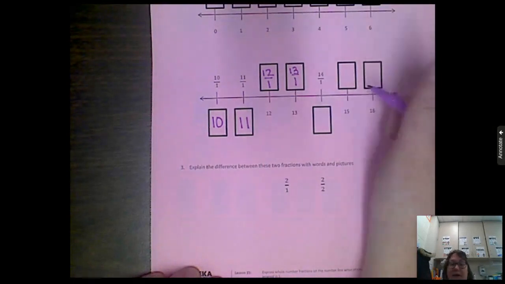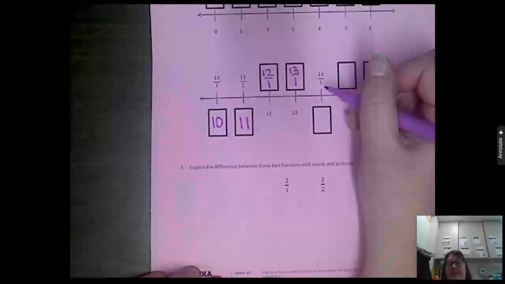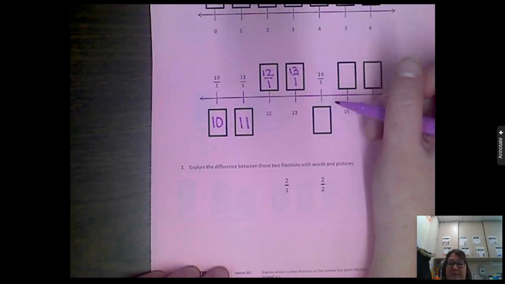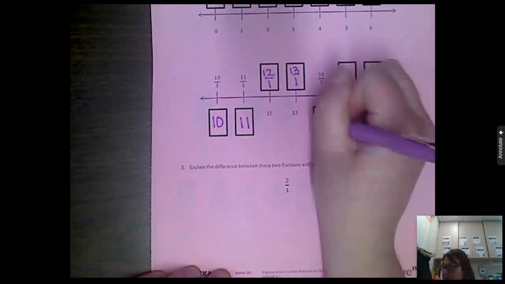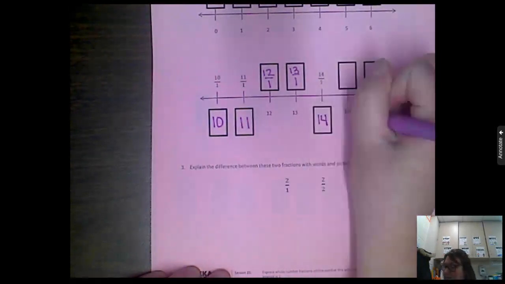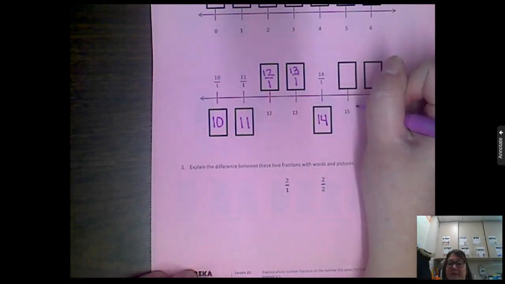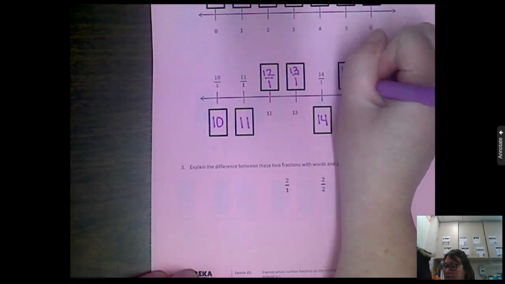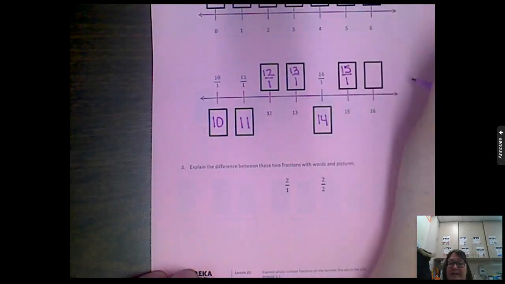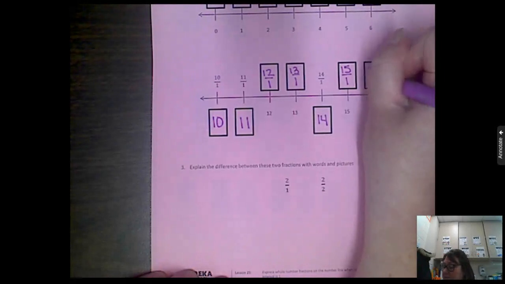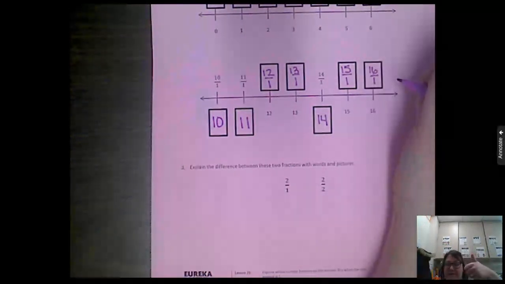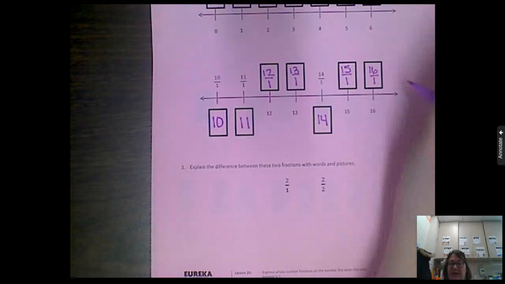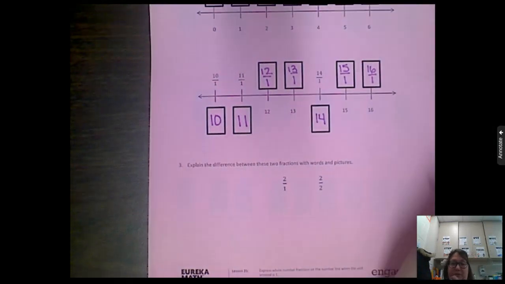All right, let's see how we did. What did you write for 14/1 as a whole number? Just a 14, right? How about 15? What did you write for 15 as a fraction? 15/1. And 16 as a fraction for 16 wholes. 16/1. Thumbs up, how'd you do? Good. All right, we are speeding through this today, guys.